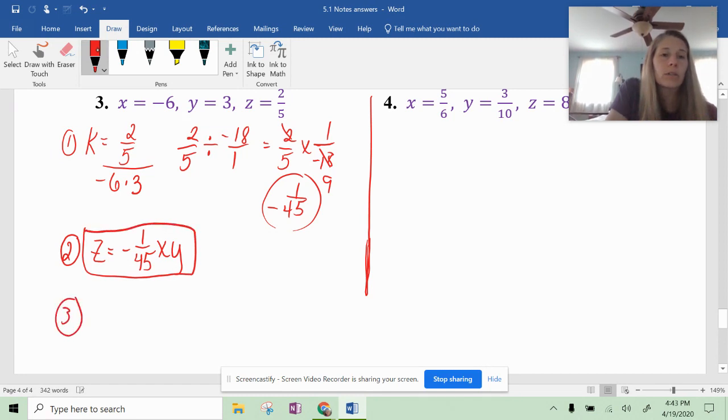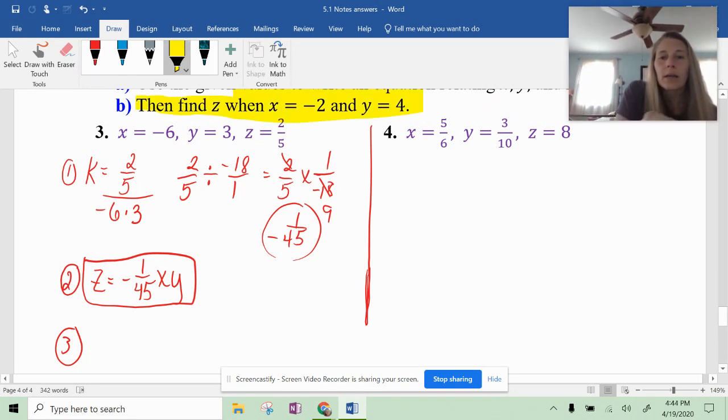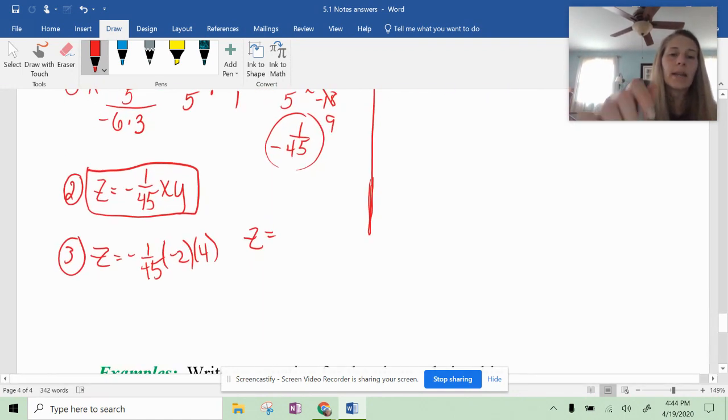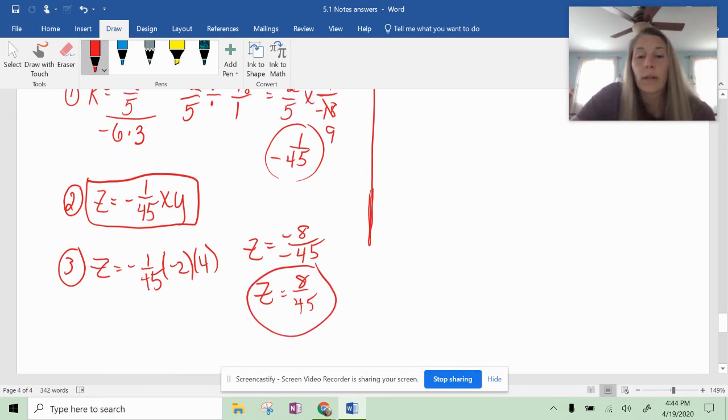And then finally, we're going to do that third step. So if I go back to the directions here, then find z when x is -2 and y is 4. So now when I multiply these, I'm going to have -8 over -45. The two negatives cancel out. And let's see, what does that simplify to? Just 8/45. That does not simplify. There we go. Okay, so let's do the last one.